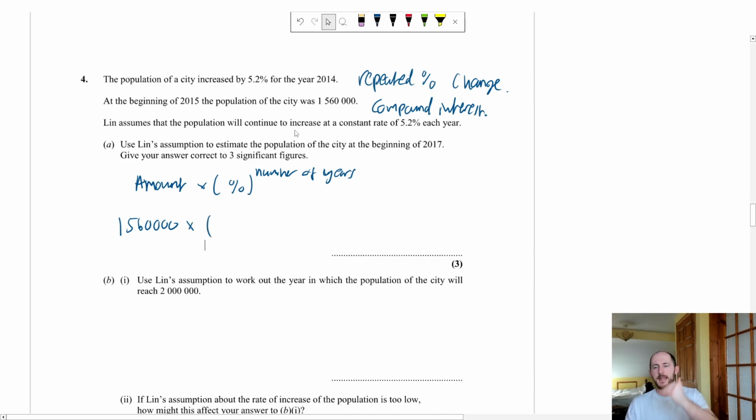Well, if it increases, it's going to be above 100%, because 100% is just the normal amount. If it decreases, it goes down to below 100%. If it increases, it goes to above. And if it's increasing at 5.2%, that means it's going to be at 100 plus 5.2, 105.2%. That's what that means.